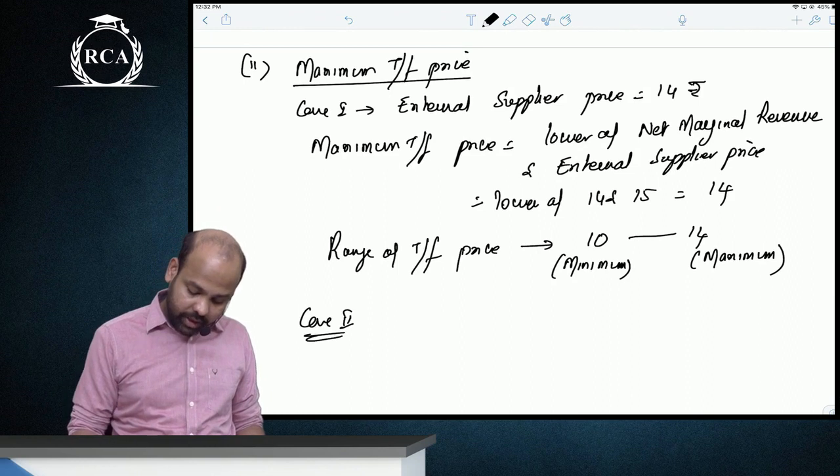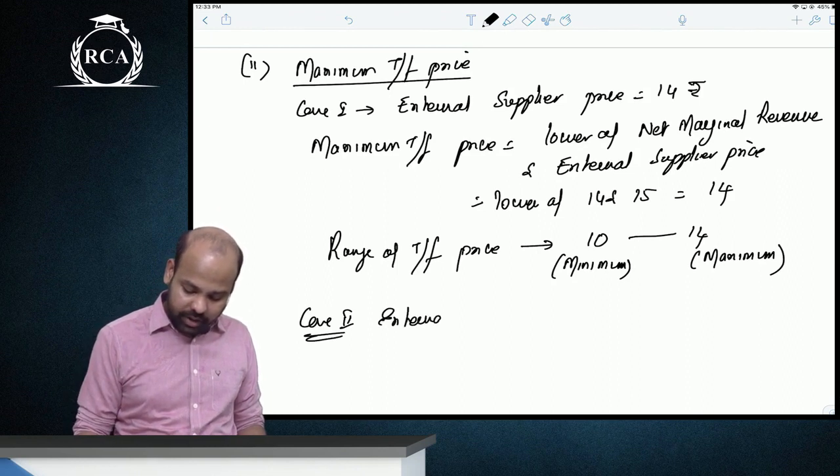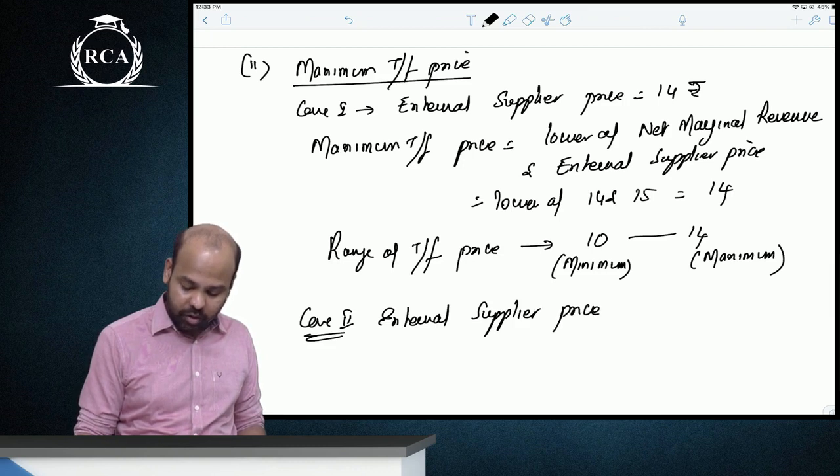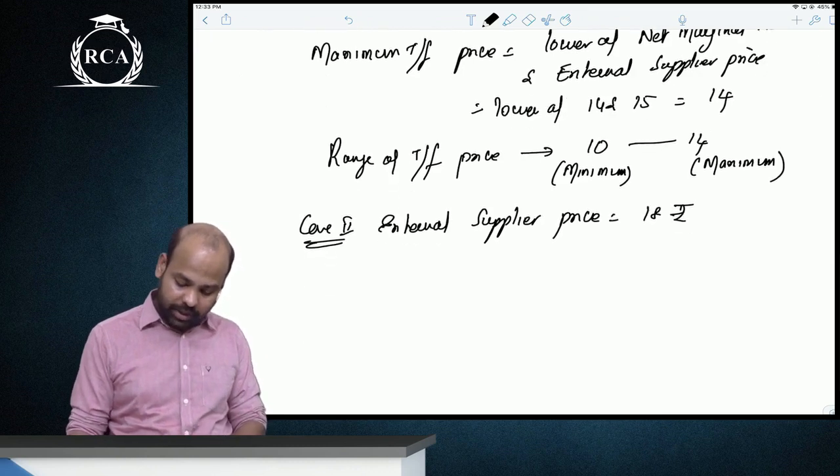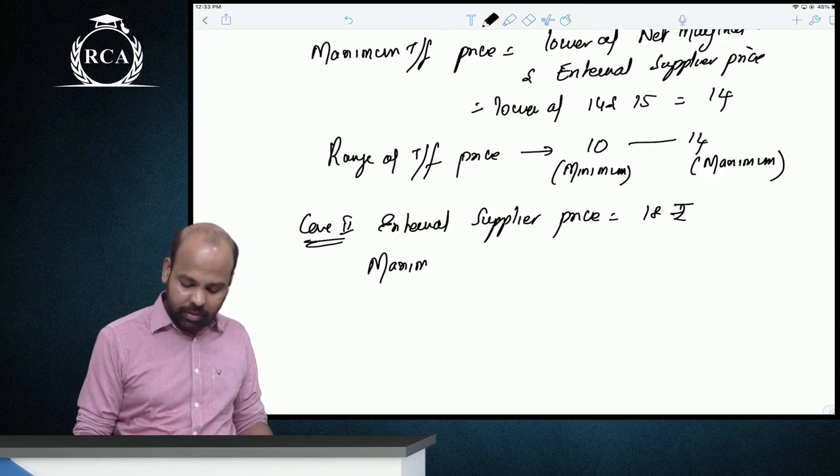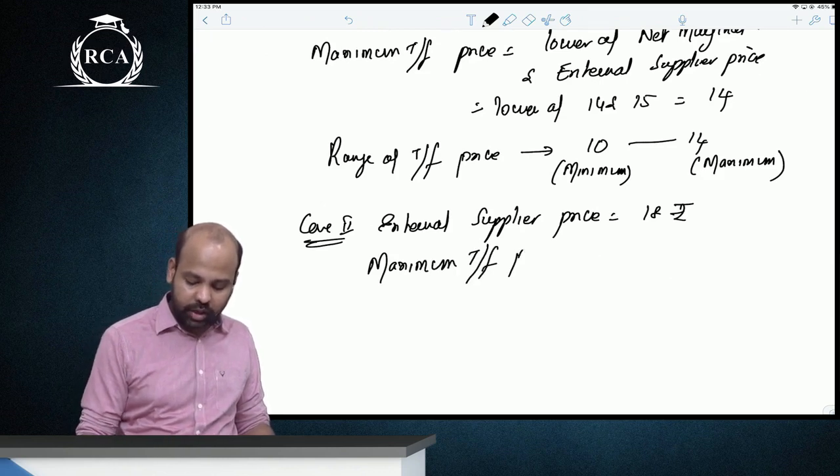Below this, beta, case 2: if the external supplier price is 18 rupees. Now, beta, your maximum transfer price will not be the lower of 14 and 15. It will now be the lower of 18 and 15.